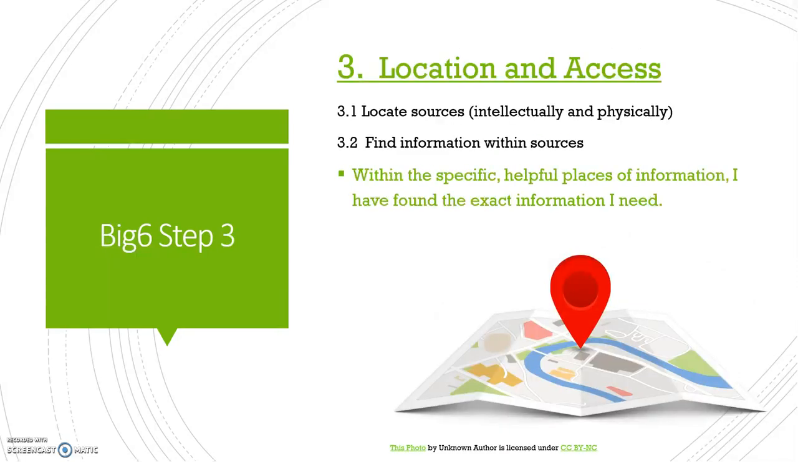So step 3 is location and access. Here in green it says, within the specific helpful places of information, like that Newsela program, for example, I have found the exact information I need. So within that, you're going to start looking for those little bits and pieces of information that you're actually going to use to address your original problem or question. And along the way, you're going to be checking, is this reliable? Is this something I can trust?